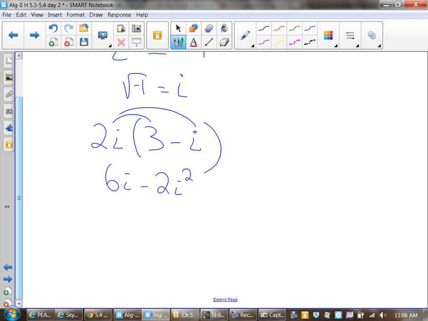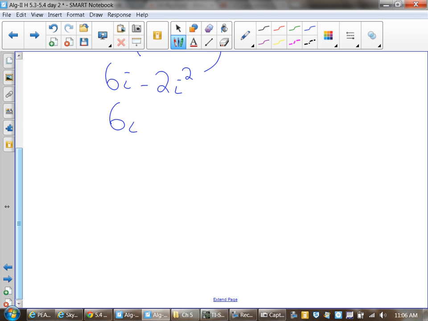Now, this is where it becomes very important that you remember that i squared is negative 1. So when you're multiplying things out, anytime you have an i squared, I want you to remember to write it out as 6i minus 2 times negative 1, which becomes, now, very good. And that was my last part here. I get 6i plus 2, but how should I write that? Always put your integer first.